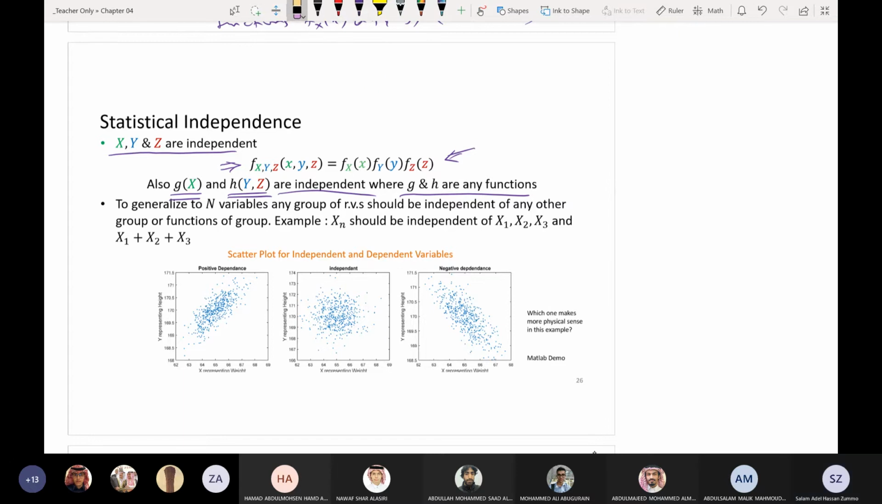So basically, X, Y, and Z have to be pairwise independent. First, what does pairwise mean, guys? What does pairwise independent mean? It means that X and Y are independent, X and Z are independent, Y and Z are independent. This is the first thing. Okay? And the three of them are independent. And any function of them is also independent.